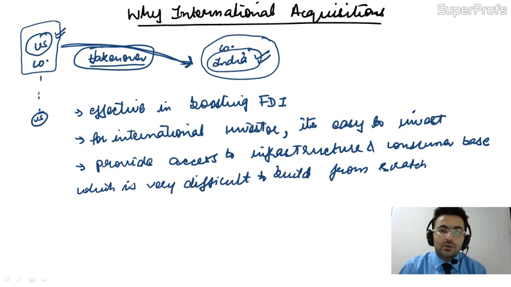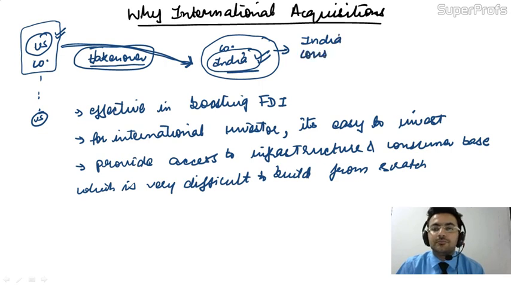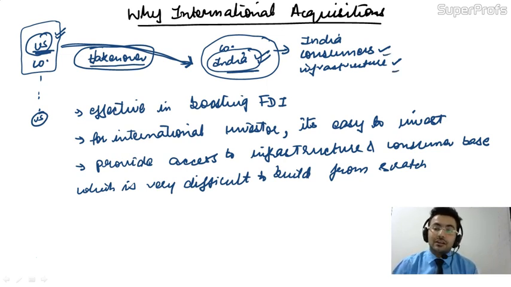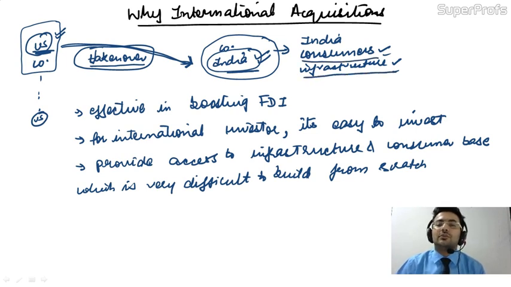So if a US company has taken over a company in India, this company in India has some consumers and an infrastructure. For a company in the US, it is very difficult to get such consumers and such infrastructure. They need to comply with a lot of things, FDA regulations, RBI compliances, and many other provisions. But now they have taken over, they will easily get such consumers and infrastructure, which is very difficult to build from scratch itself.